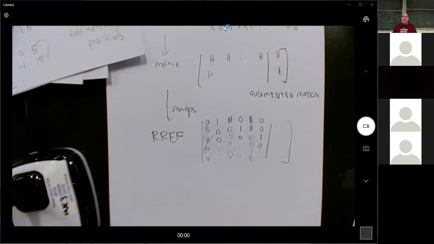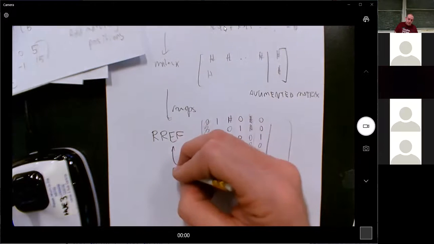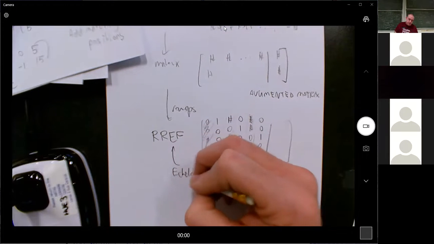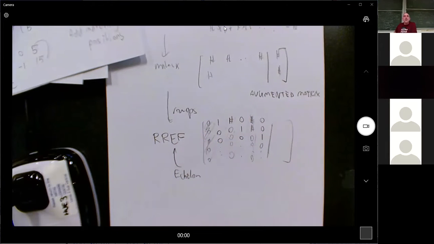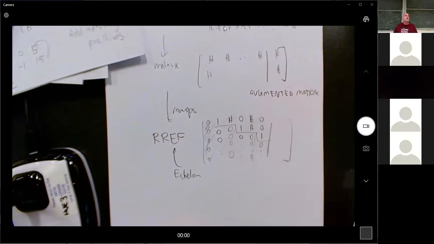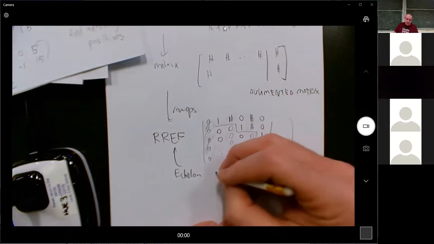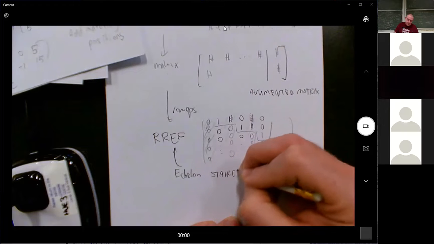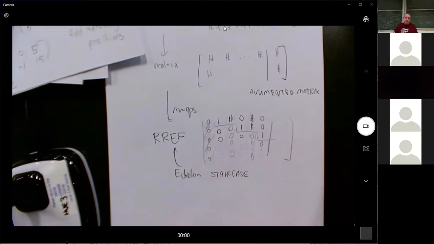The word echelon is French for staircase. Well, Latin for staircase, basically. And so this is the staircase, see? Like that. Possibly ladder, but staircase works better in this context.